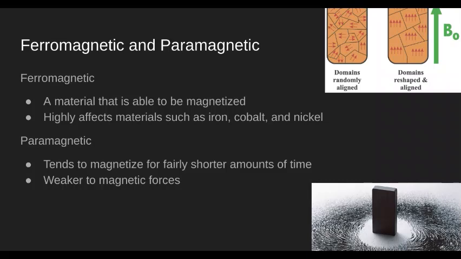Now, things that are paramagnetic tend to magnetize for fairly shorter amounts of time. So while they can still be magnetized, they don't stay magnetized for as long. They're weaker to magnetic forces. So if you were to apply the same charge as you would to a ferromagnetic object, the paramagnetic object would not stay magnetized for as long.